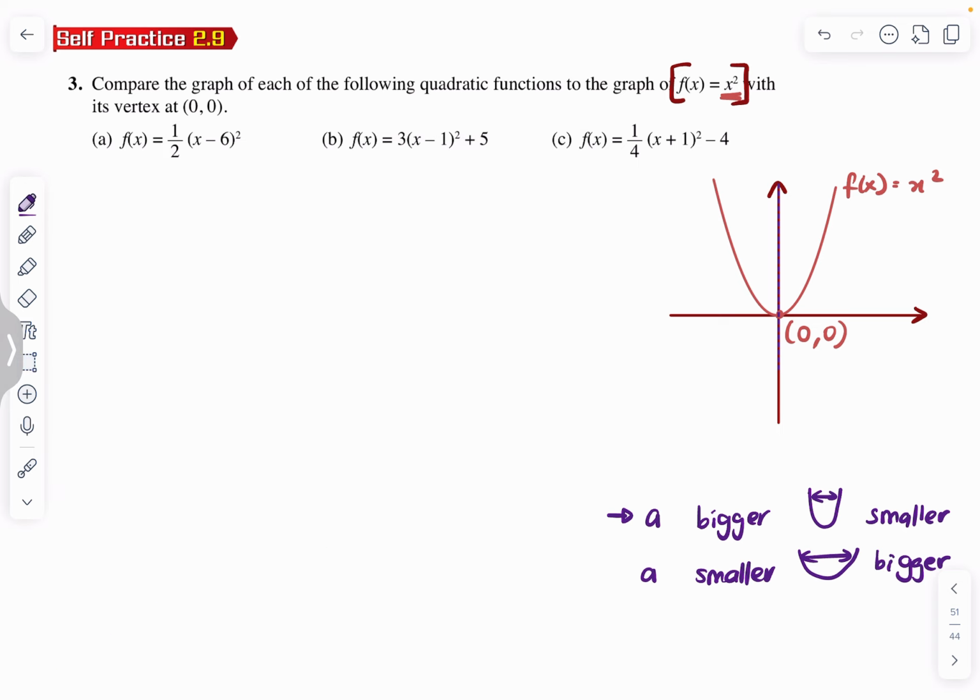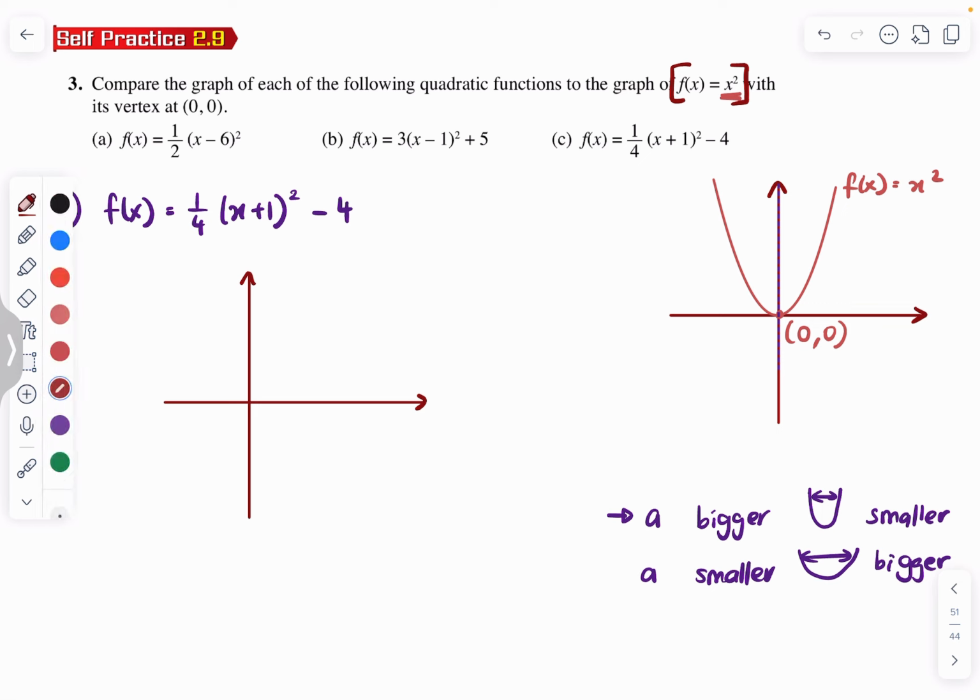Okay. Lastly, f(x) is 1 over 4 (x plus 1) squared minus 4. Okay. So from here, our vertex would be (negative 1, negative 4). This is positive 1, so we have to make it negative. And then the y we just copy down. Okay. Let's not look at this first. So (negative 1, negative 4) will be somewhere here.